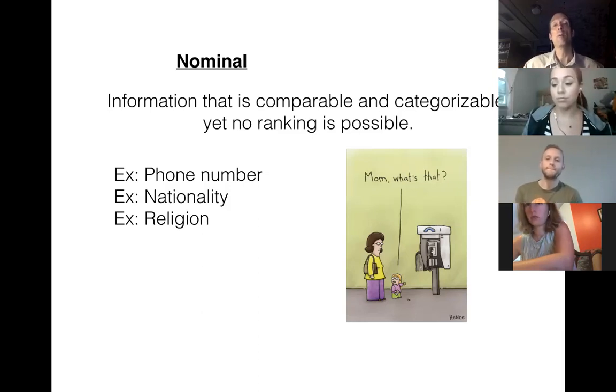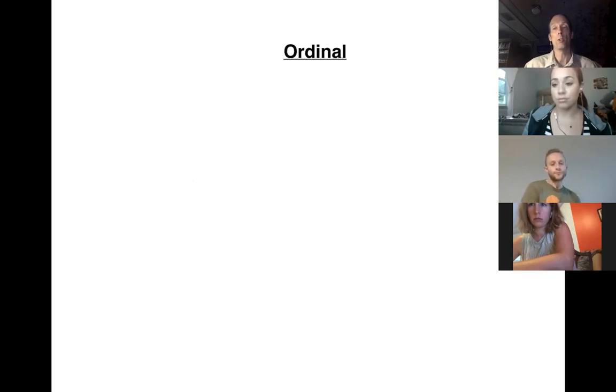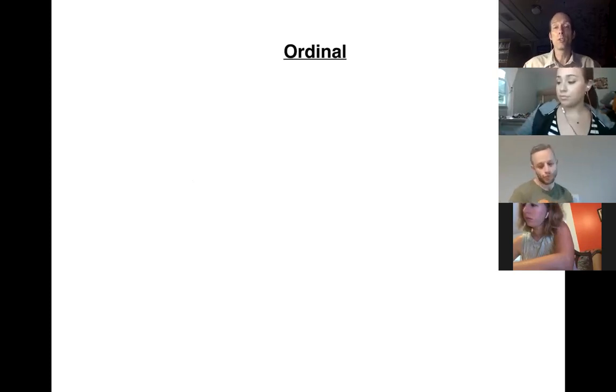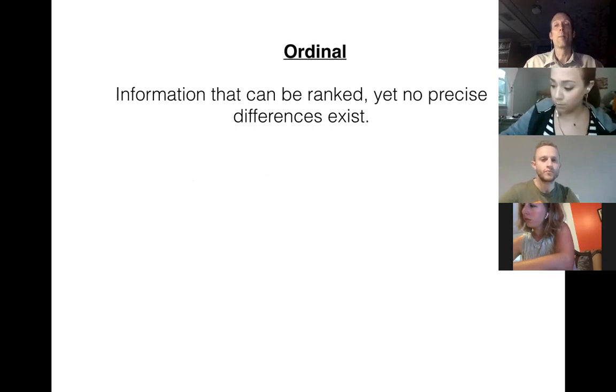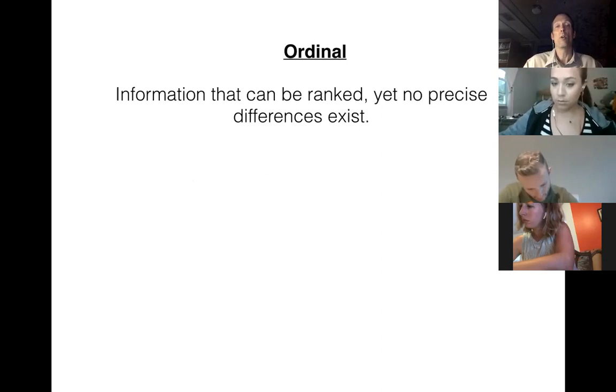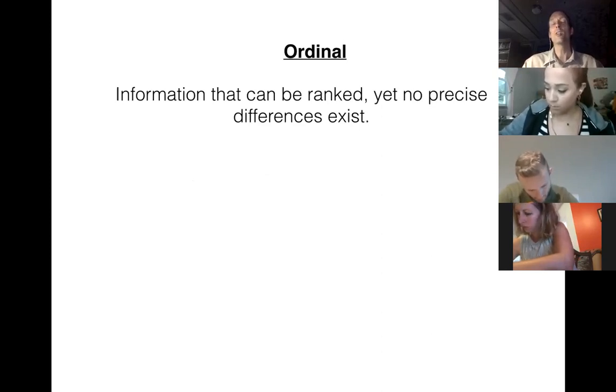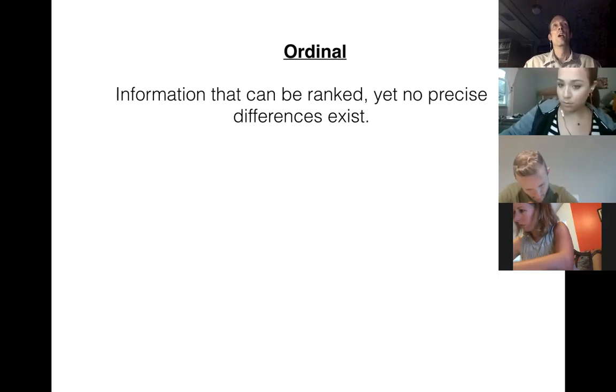And if we want to get a ranking, we can do that as long as we bump to ordinal. So ordinal is going to be our next category here. And when we think about ordinal data, it's information that we can rank. But the catch is that there's no precise differences available in any of the data values. So what would this stuff look like? What would be like a rankable data value, but you can't precisely define it?